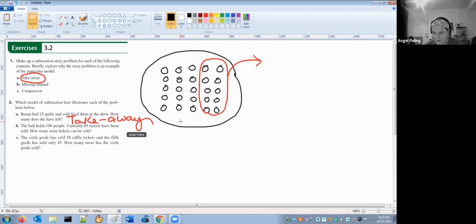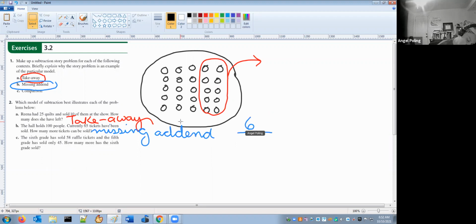Part B reads, the hall holds 100 people. Currently 65 tickets have been sold. How many more tickets can be sold? This is the missing add-in for B. We have 65 already, and we can sell up to 100 tickets. So how many more tickets can we sell?